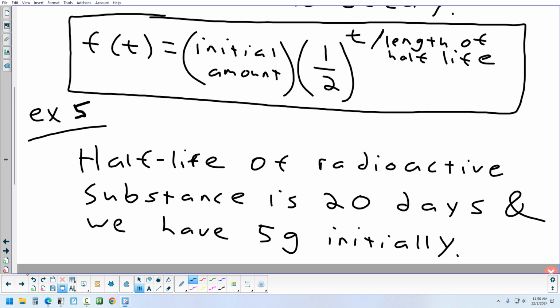I mean, this is about radioactive, but if that was a medication, I would think that's a very long half-life. If you think about it, you take a medication and it takes 20 days for half of that medication to leave your system, that's a pretty long time. I don't think most medications stay in someone's system that long. Okay, but this is about radioactive stuff anyway.